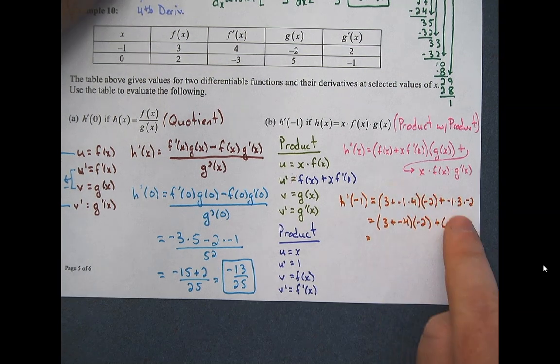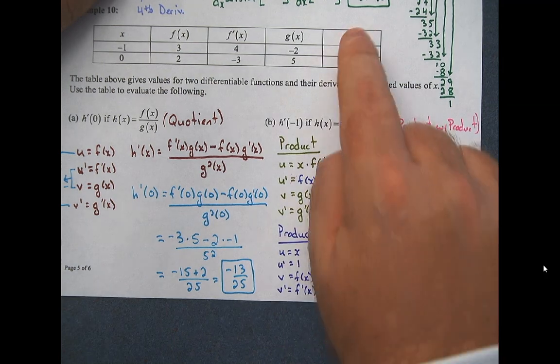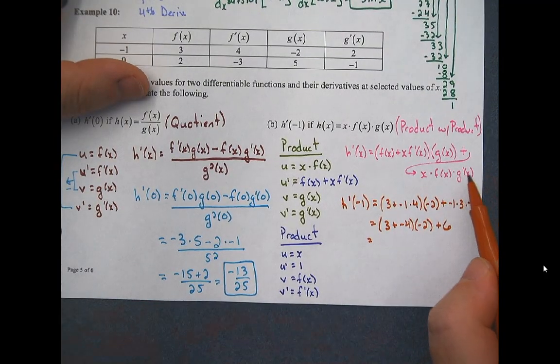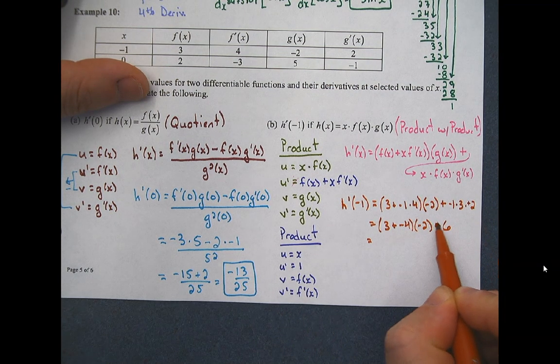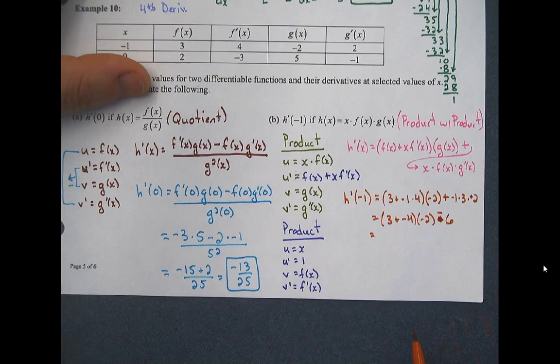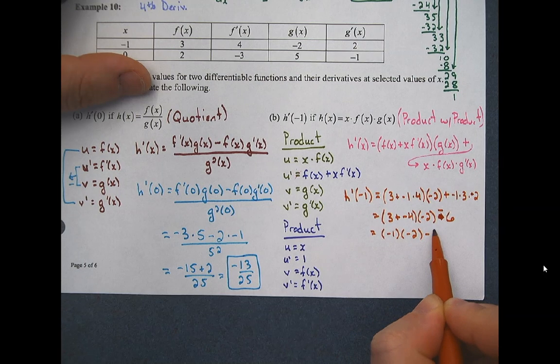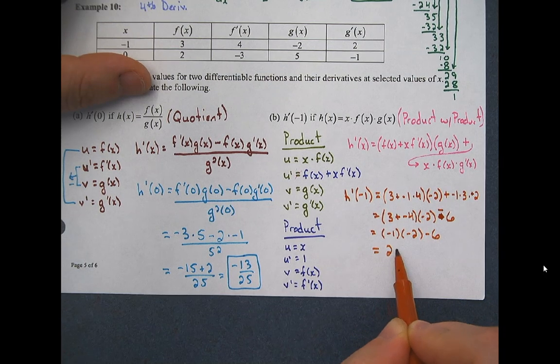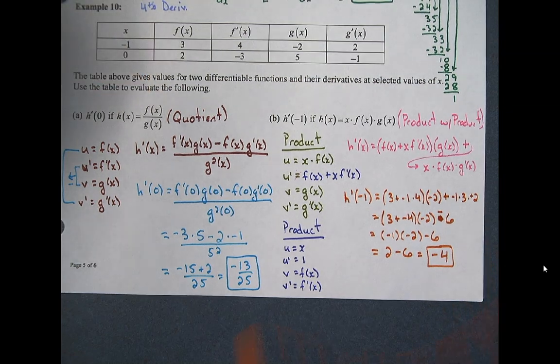X is -1. F of -1 is 3. G prime, I took G, it's G prime is +2. So that's going to make this a -6. Sorry about that. So this ends up being -1 times -2 minus 6. Negative times a negative is a positive. 2 minus 6 ends up being -4. And I've got a nice warm-up that I plan on doing that'll practice that for us.